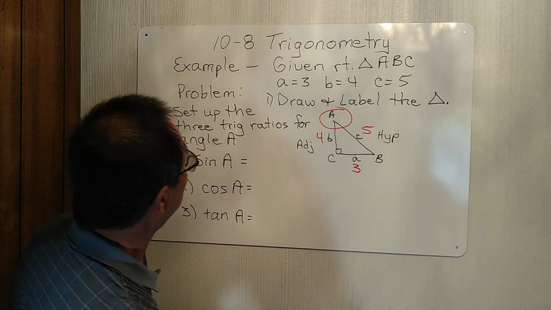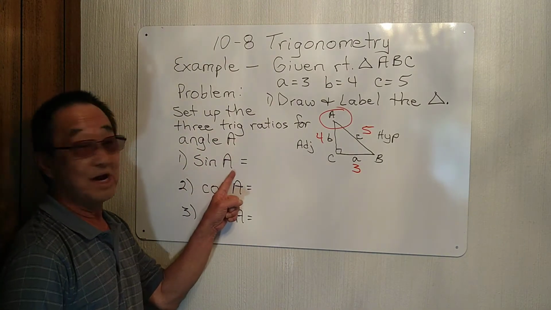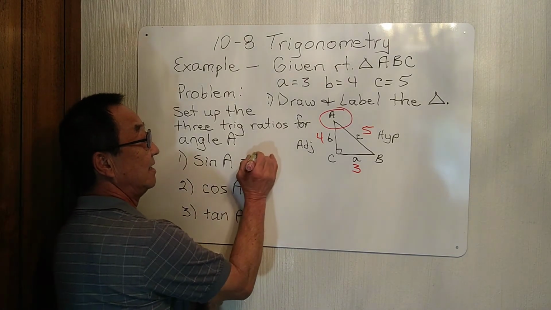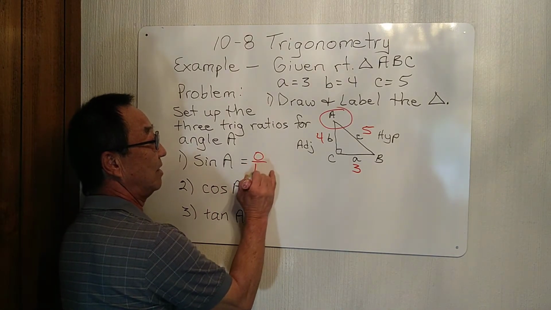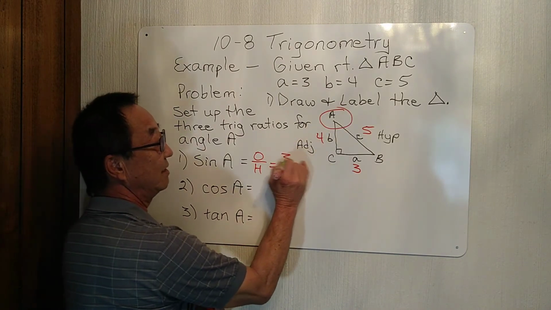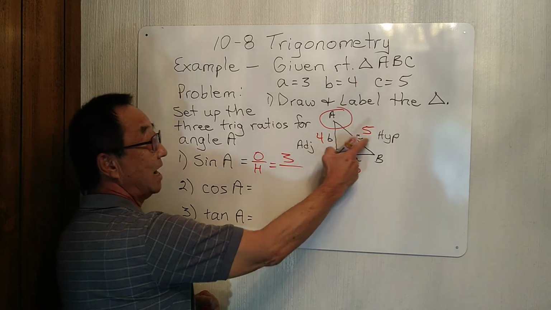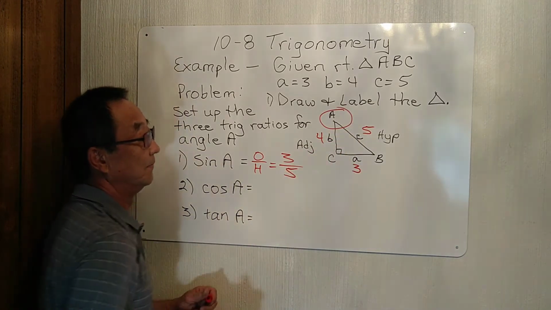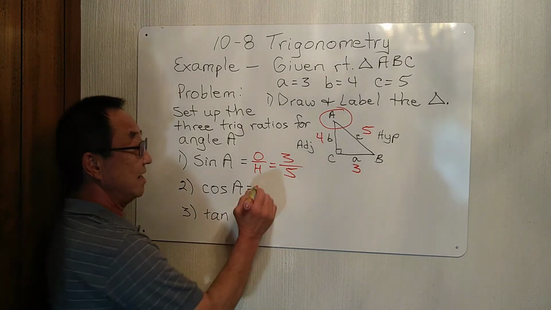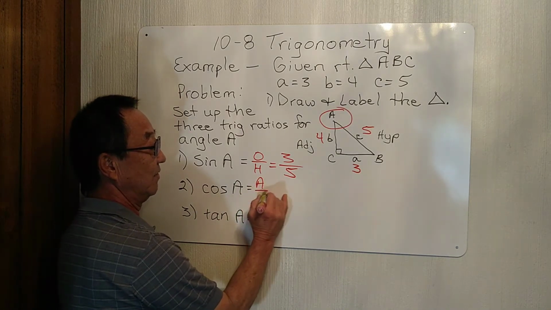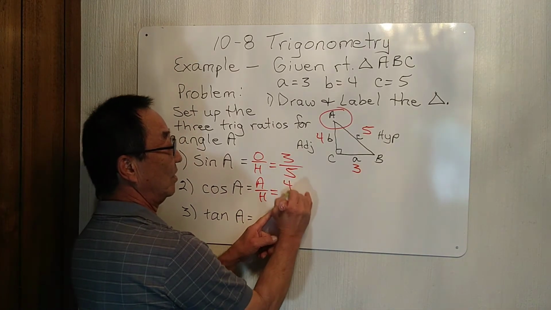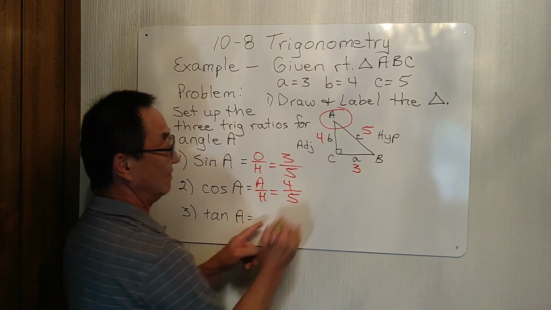Now, when you go to figuring out what the ratios are for your trig, remember that sine is opposite over hypotenuse. So the opposite side is 3, the hypotenuse is 5. And that's all you have to do, right? It's pretty easy. Cosine is adjacent over hypotenuse. So you're doing 4 over 5.